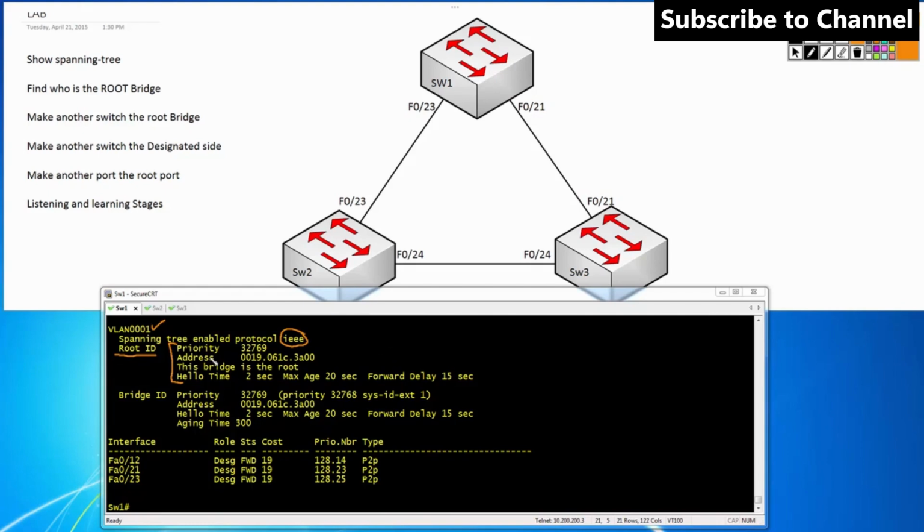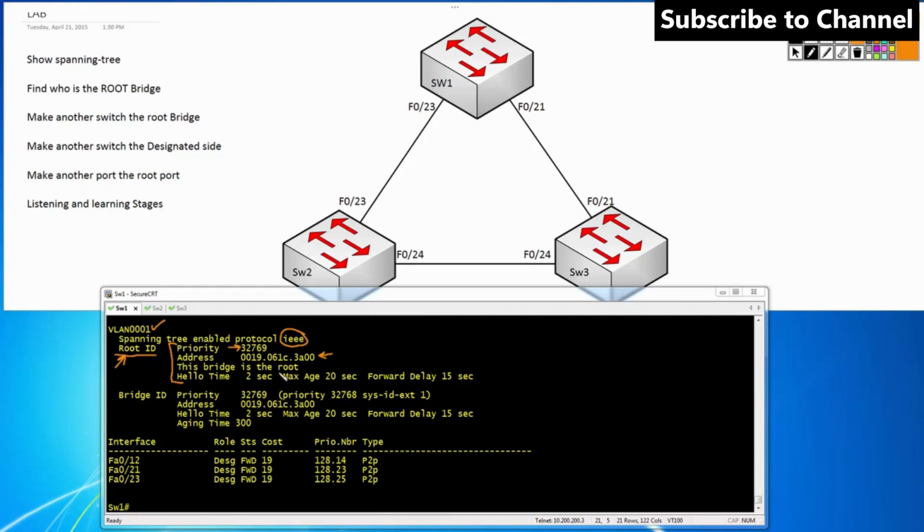Okay? We have our priority sitting here, which is really nice. This tells me this is the priority of the root bridge. And remember, this is the root bridge information. Whoever the root bridge is, he's going to be sharing that information with everyone. This is the MAC address of the root bridge.